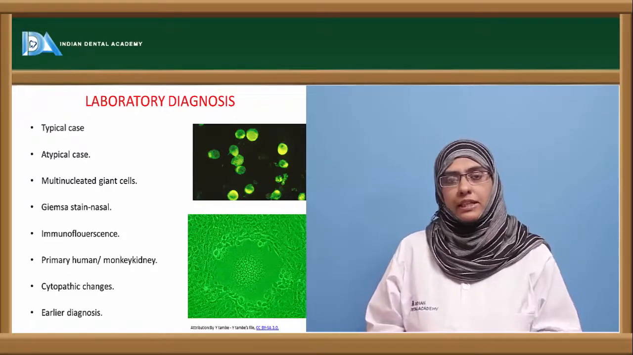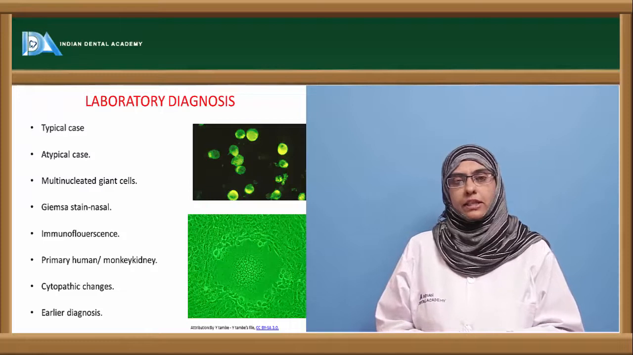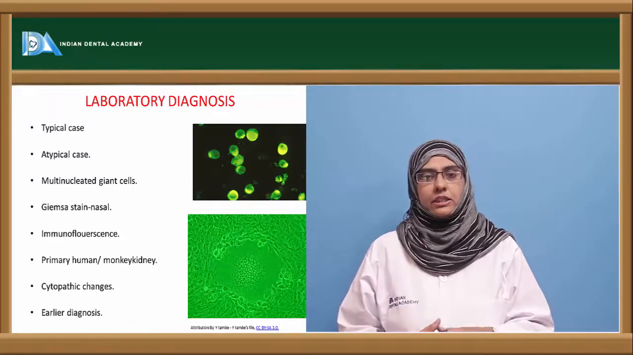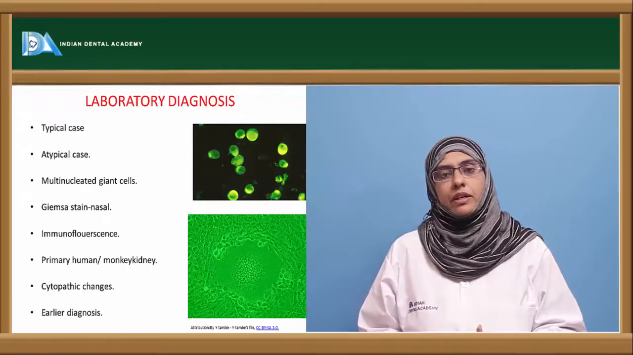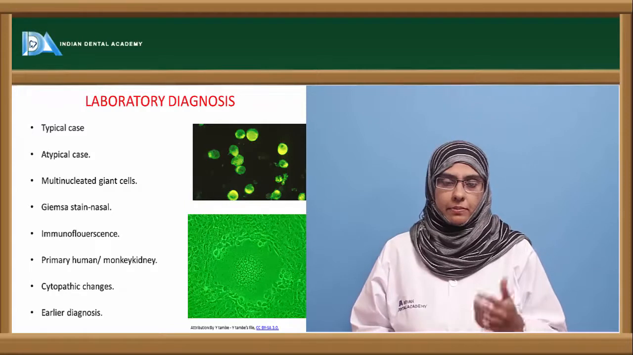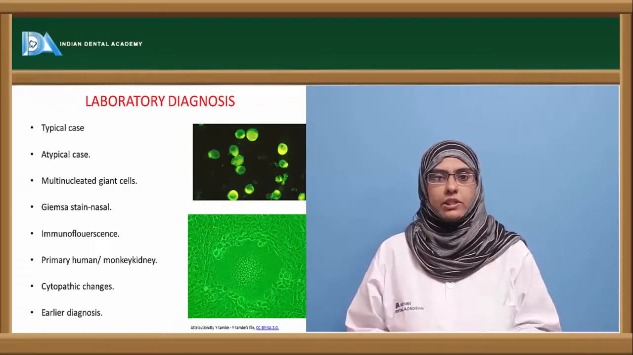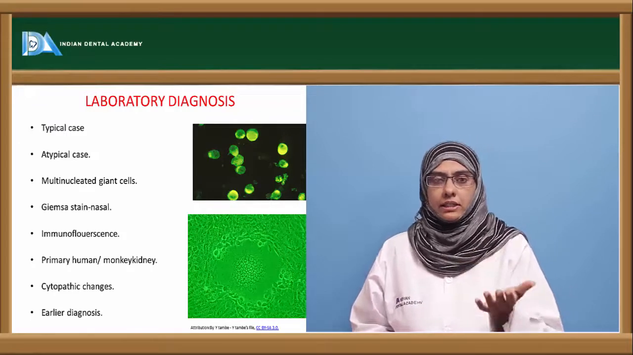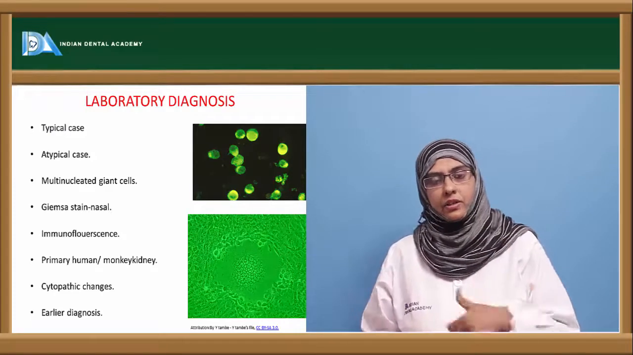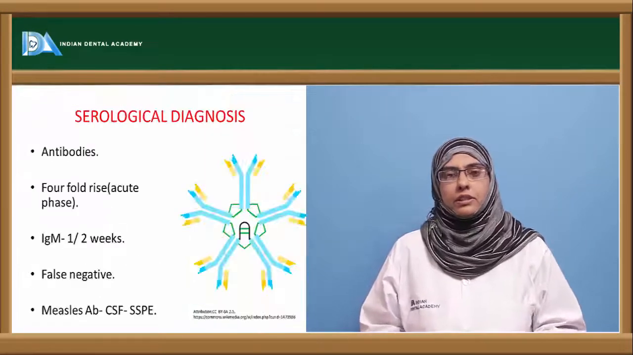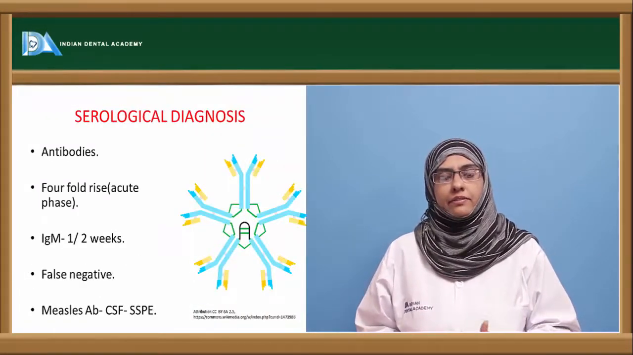And most of the antigenic character of these organisms is detected by immunofluorescence. For the primary isolation of the virus, you can go for monkey kidney cells or human kidney cells. And the cytopathic effect, as we all know, is the formation of a syncytium which takes a week or later. So before the cytopathic effect can be identified, you can directly go for the early diagnosis with immunofluorescence. Coming to the serological diagnosis, it is identifying the antibodies.